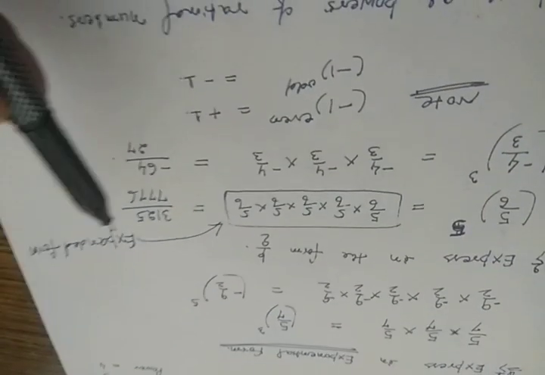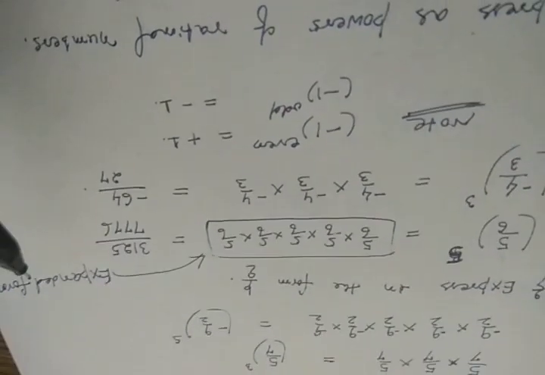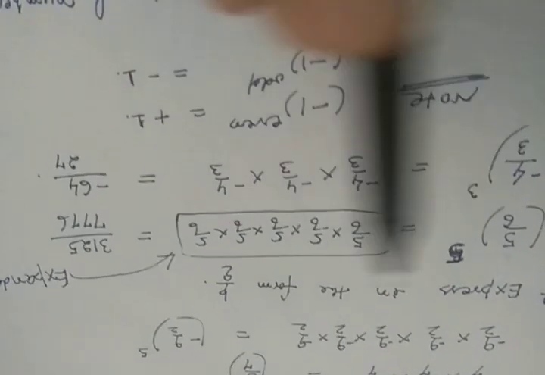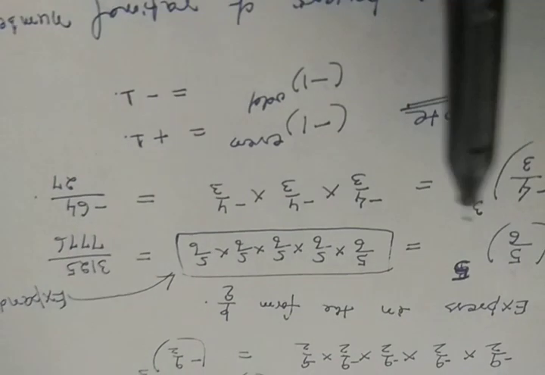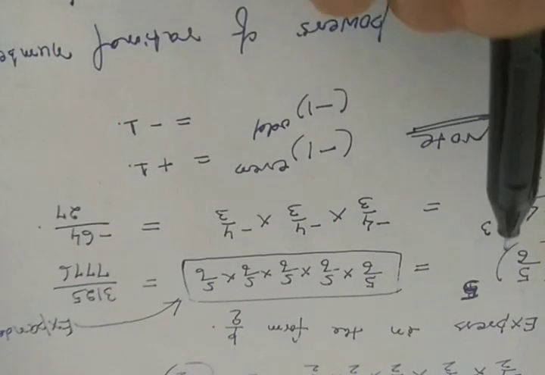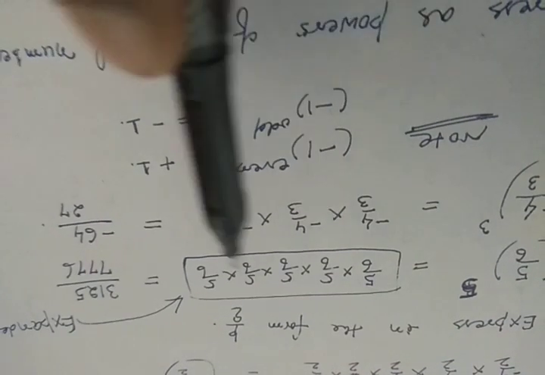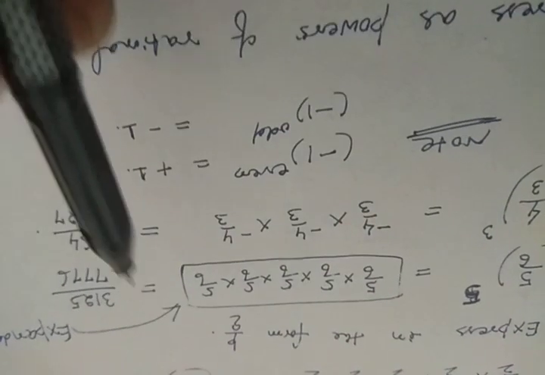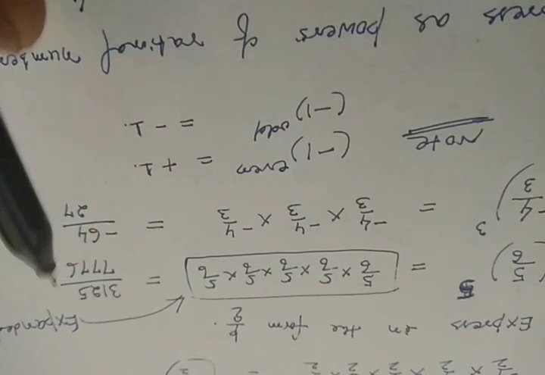Okay. Is it clear now? This is your expanded form. So the question is expressed in the form p by q. We have written it at first in expanded form. Now we have multiplied, and this is known as a rational number.